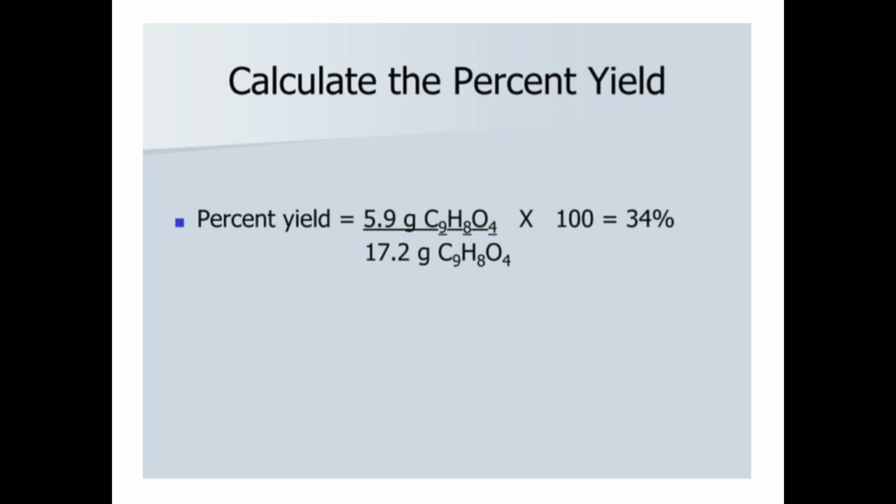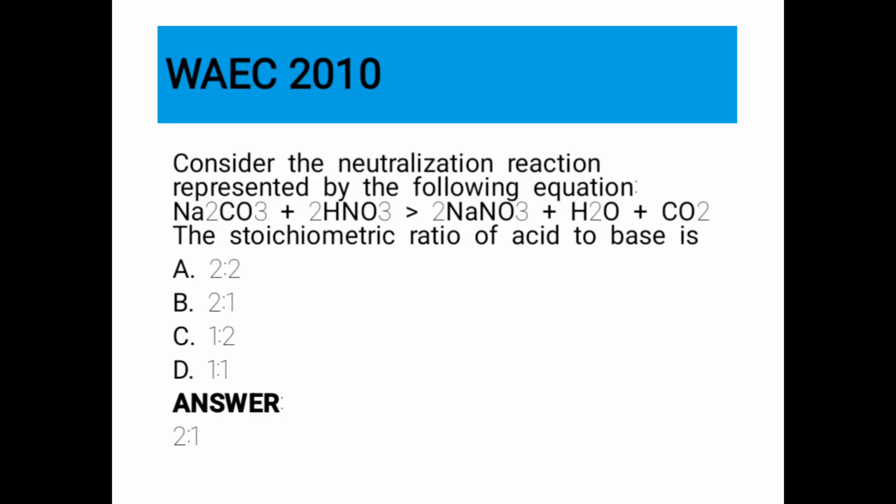Now we'll be looking at solving some past questions on stoichiometry. So let's look at question number 1. It's 2010. The question says consider the neutralizing reaction represented by the following equation: sodium hydroxide plus an acid to give a sodium salt plus water plus CO2.